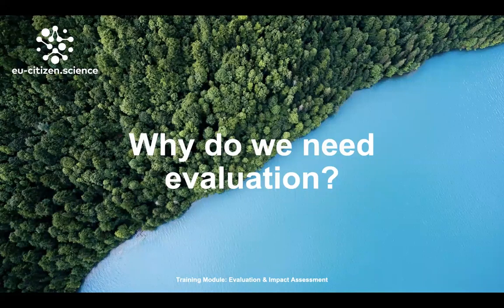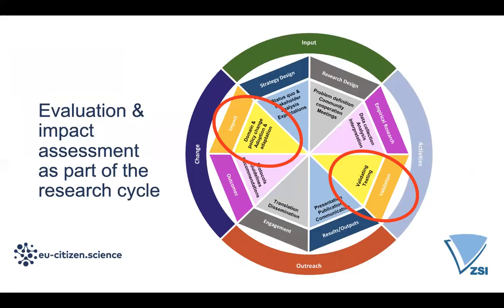But why do we need evaluation? Evaluation in research projects and programs has historically been associated with the research output itself. So, for example, as a proof of the validity of the collected data and the resulting scientific evidence, as we can see here, as part of the research cycle, validating and testing your data is an important part of your research activities. And this is still a very common approach in many disciplines, and especially in natural sciences.